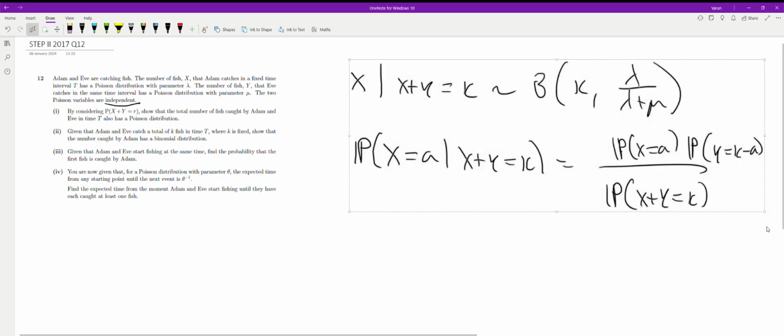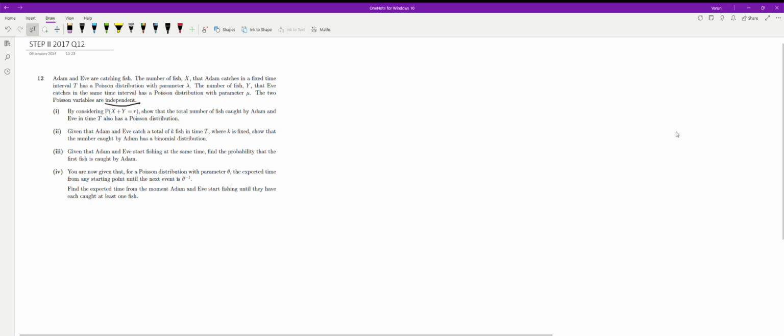And then now part 3. Okay, when you first look at part 3, you should be a bit confused. Given that Adam and Eve start fishing at the same time, find the probability that the first fish is caught by Adam. So that's actually quite tough.